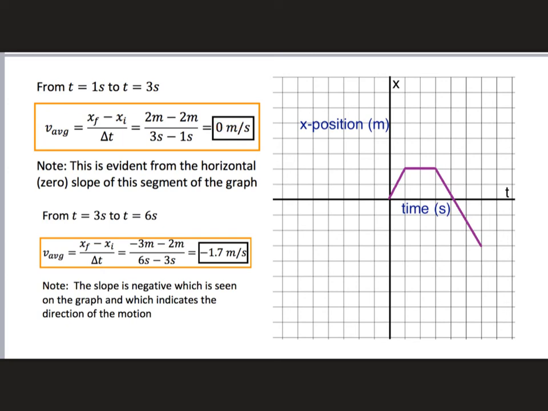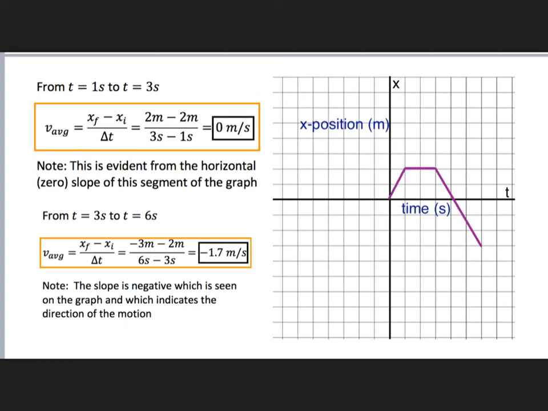Now, you could have figured that out without doing any of this calculation, because what's the slope here? The slope of a horizontal line is by definition 0. And so you could just look at that graph and say, by inspection, those are fancy physics words for, I just looked at it and saw it. By inspection, the average velocity is 0, because the slope is flat.